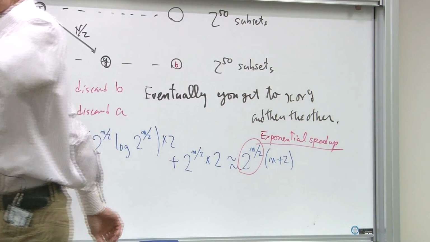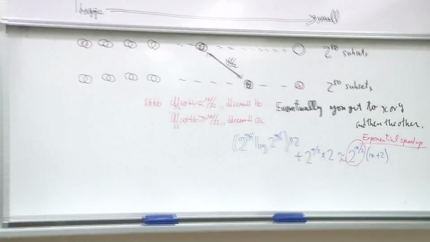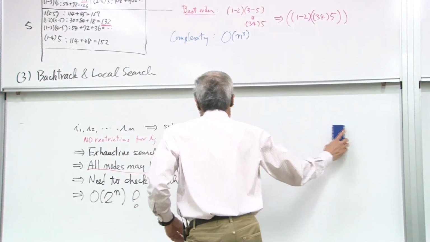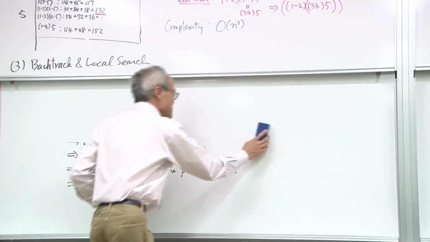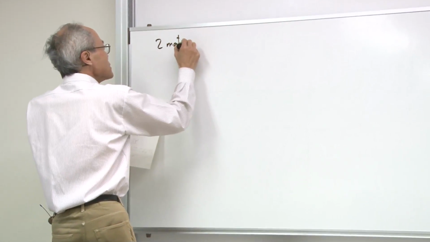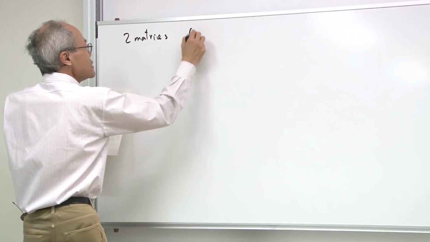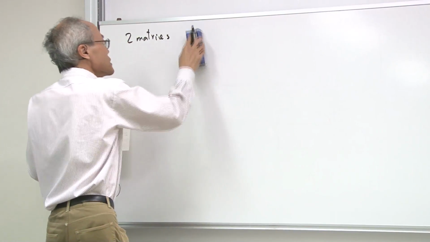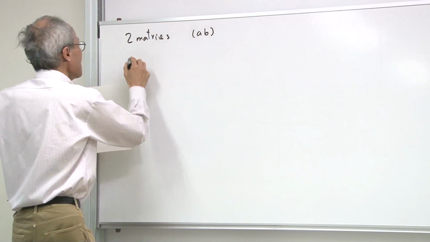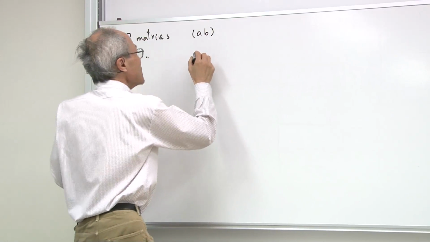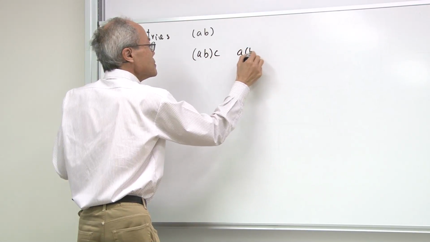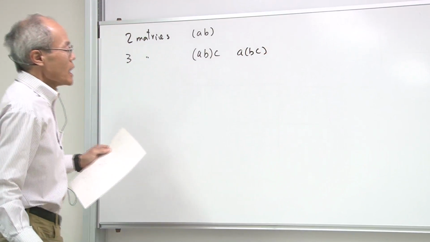Okay, I have 15 minutes more, so I'll show you the number of possible matrix multiplications. So if you have two matrices, of course we have only one possibility. And for 3, we have 2.